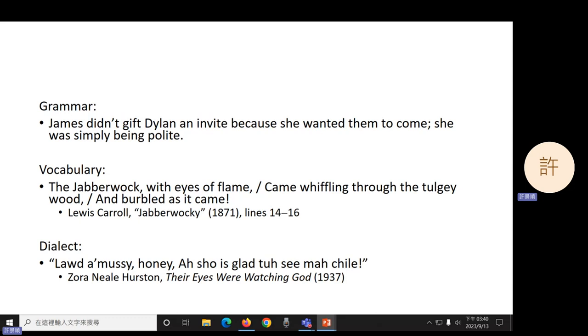The Jabberwock with eyes of flame came whiffling through the tulgey wood and burbled as it came. What kind of feeling do we get from this sentence? I'll let you think about it as we take a 10-minute break.